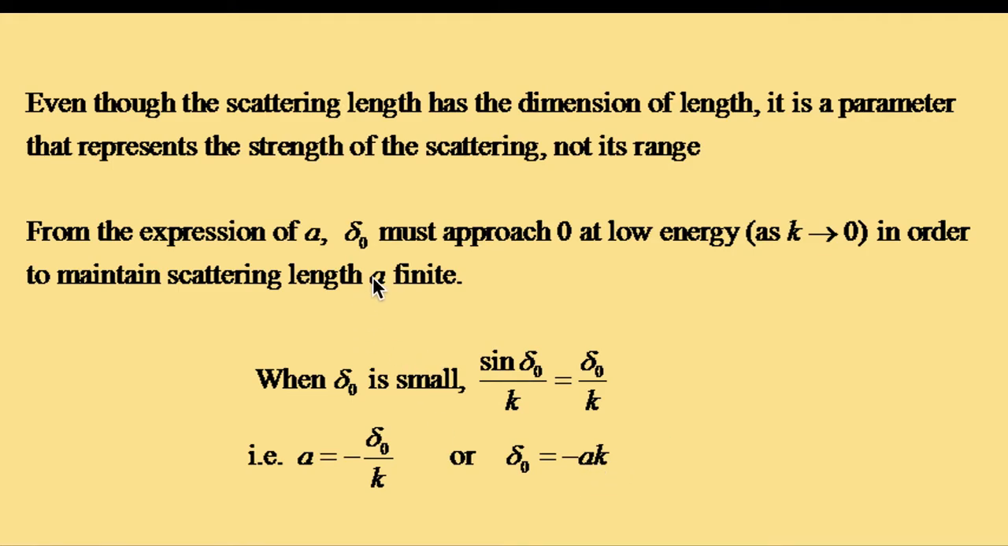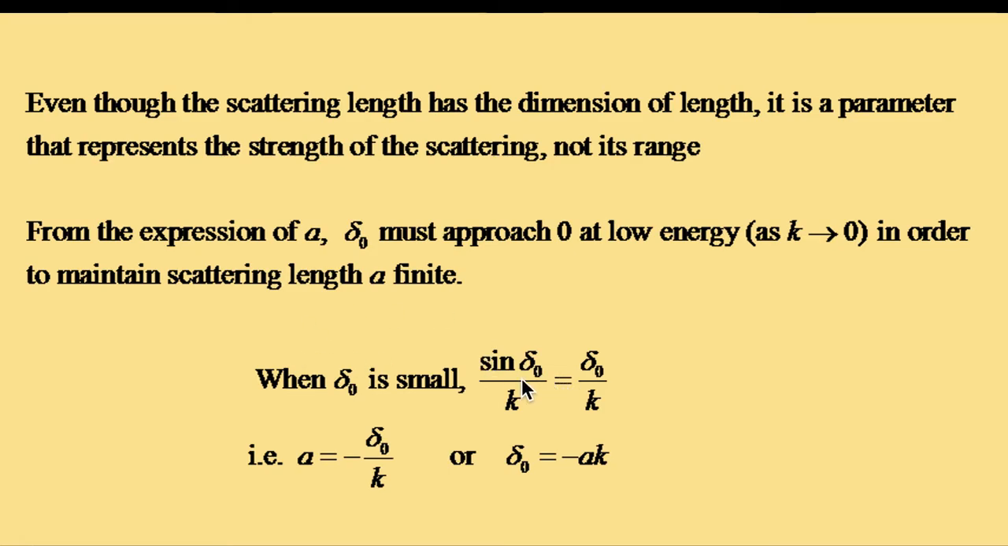And from the expression for a, delta 0 must approach 0 at low energy as k tends to 0, in order to maintain scattering length at a finite value. That means when we have delta 0 by k, as k tends to 0, a number divided by 0 is infinity. But if both numbers are very small, you can say that it is not infinity. That means delta 0 must also be small.